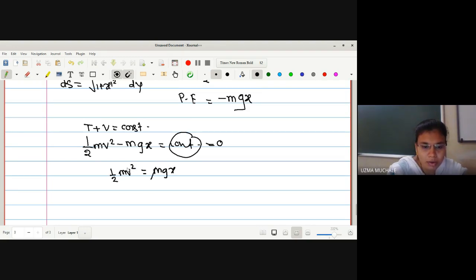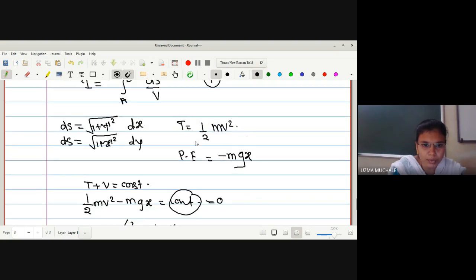This mass is a non-zero term, we can cancel it out, right? So the value of v square we have obtained is 2 into gx. So the value of v is nothing but under root 2gx. So this also we have got, and we have got the value of ds also. So now we can substitute.